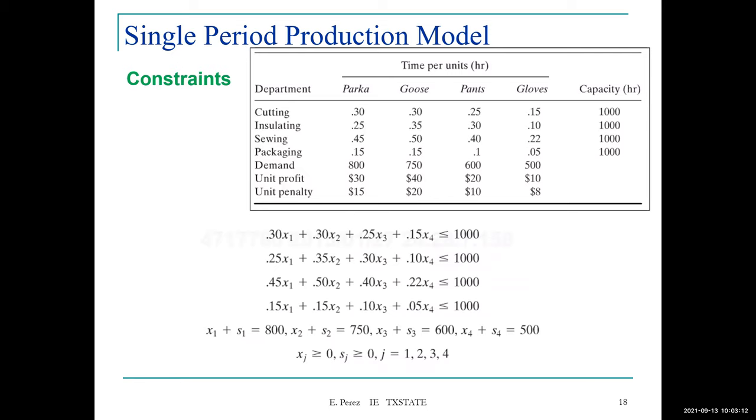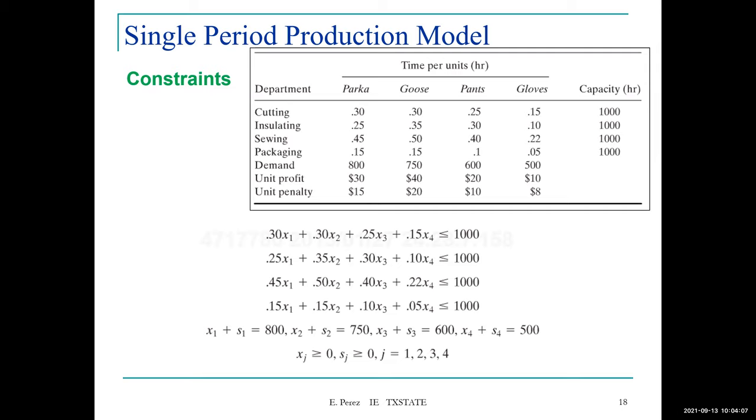Okay, so the first four constraints here are similar to what we saw in the previous example. We have a requirement, we have some information about the requirement need, and we are multiplying that times each of the decision variables. For example, if I'm looking at the cutting department, I have a limitation in terms of capacity, 1,000 units. So for the cutting department, I need to make sure that the parka jackets' time units required times the number of parka units that I'm going to produce, plus 0.3, which is the time requirement for the goose jackets, times X2, the number of units that I'm going to produce of that item, plus 0.25 times the number of units that I'm going to produce for those pants, plus 0.15 times the number of units produced for gloves.